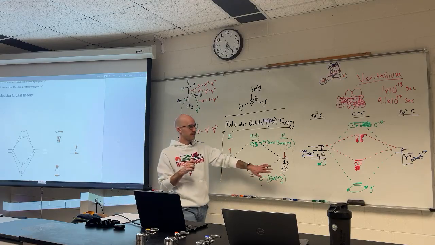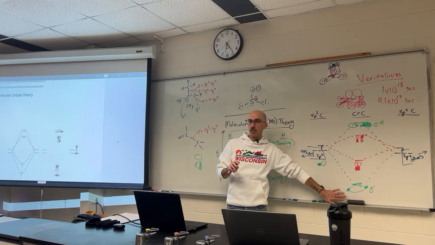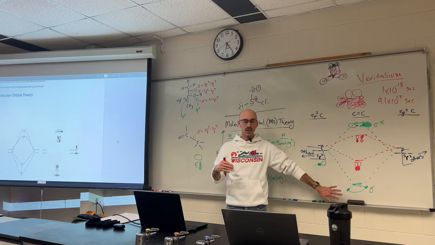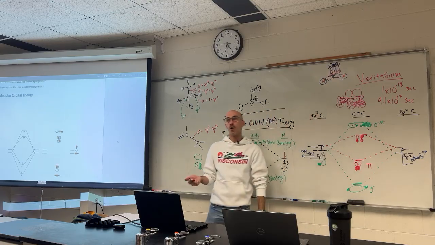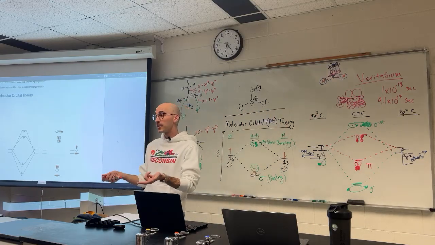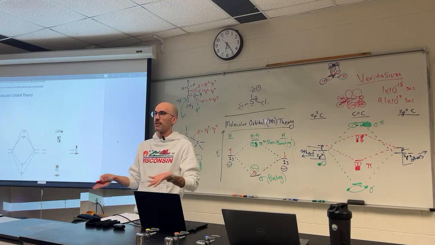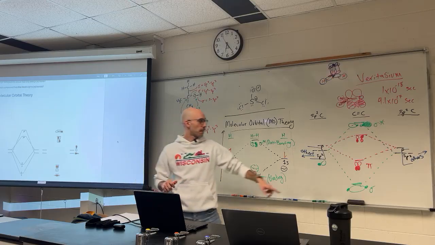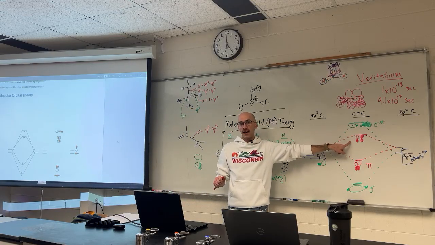What should we call this bonding orbital created by two p orbitals? Pi. In the same way that the head-on overlap gave us a sigma orbital, the new side-on overlap gives us a pi orbital. When occupied, it leads to the formation of a pi bond. So that orbital is called pi. And what do we call the anti-bonding orbital? Pi star.